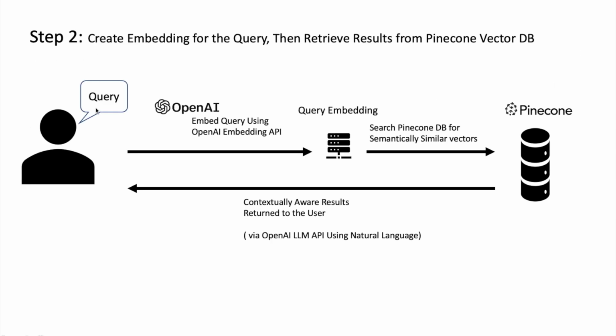Our next step then, when a user asks a query, is to embed the query using the OpenAI embedding API and then call Pinecone with this embedding to search for semantically similar vectors. These results are then processed using the OpenAI LLM API in natural language.